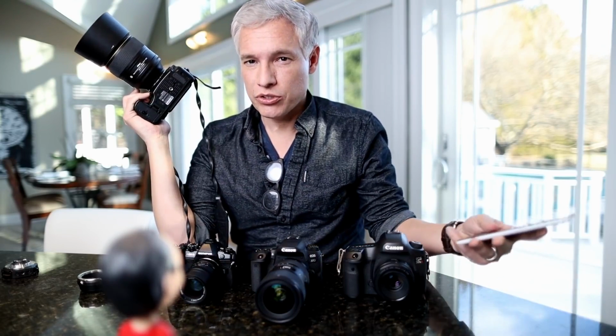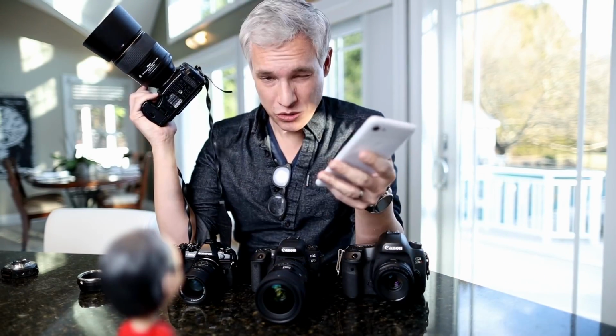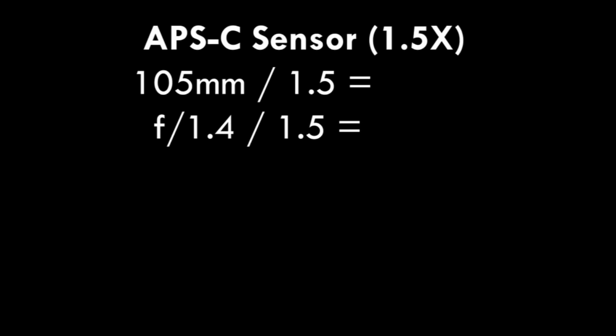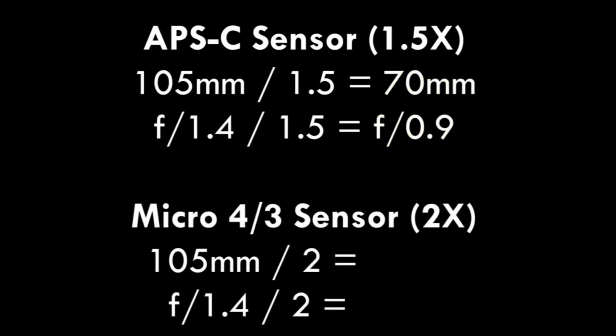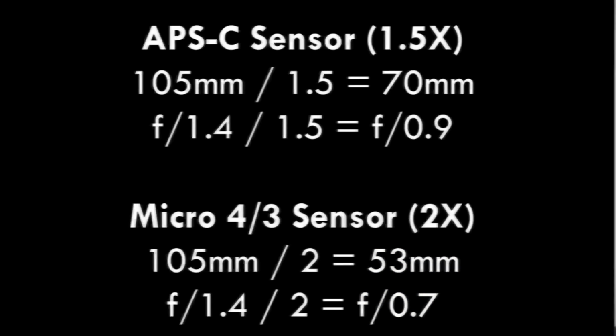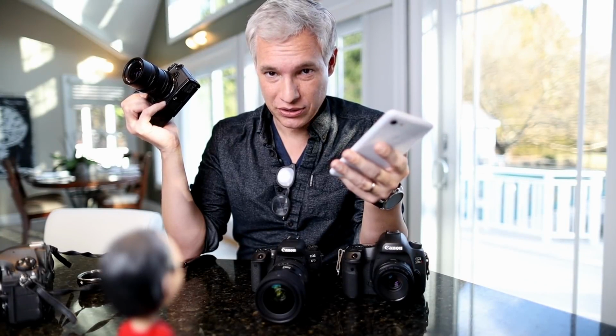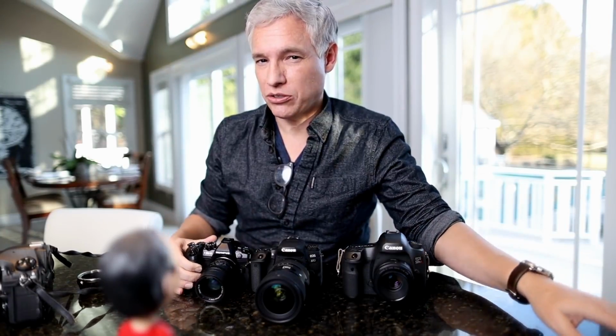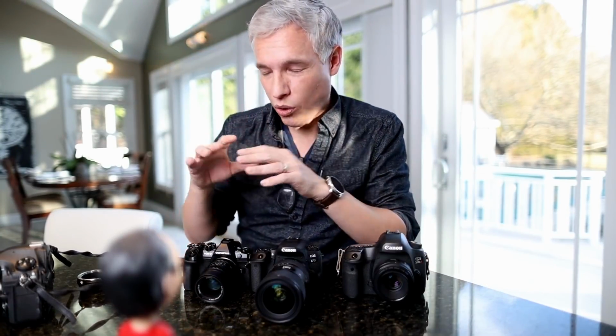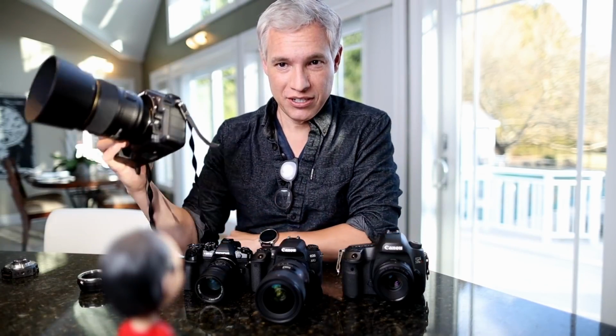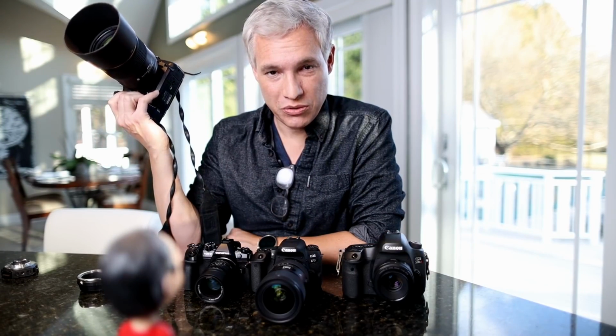But here's the thing, the numbers don't really work out. Do the crop factor math and you figure out that for an APS-C camera, you would need a 70mm f0.9 lens, and for a micro 4/3 camera, you would need a 53mm f0.7 lens. And those lenses don't exist. You can't go buy those lenses. And that's where crop factor starts to break down. You want a particular effect, but some lenses are simply unique.